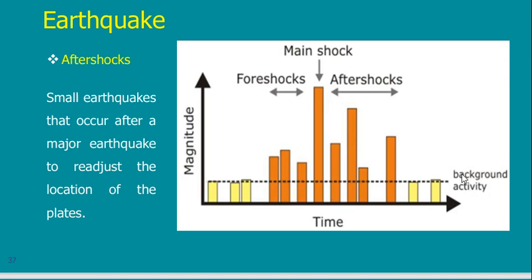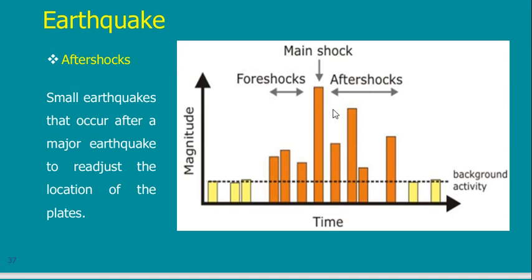So there is a background activity happening all of the time. The earth is always shaking, but shaking slightly. Then suddenly it starts to have increased motion. When this increased motion reaches the peak, this is called the main shock. And whatever had happened before this main shock is called the foreshocks.